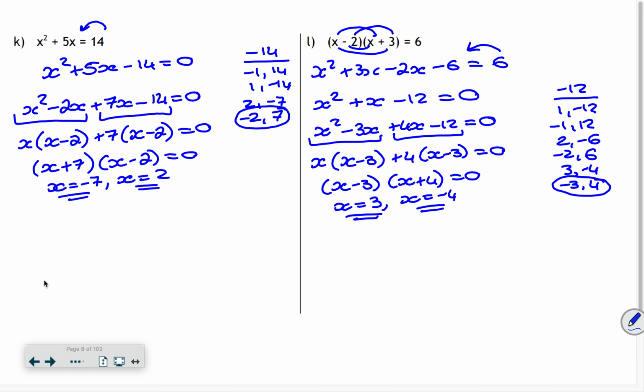And that's us solving quadratic equations by factorising.